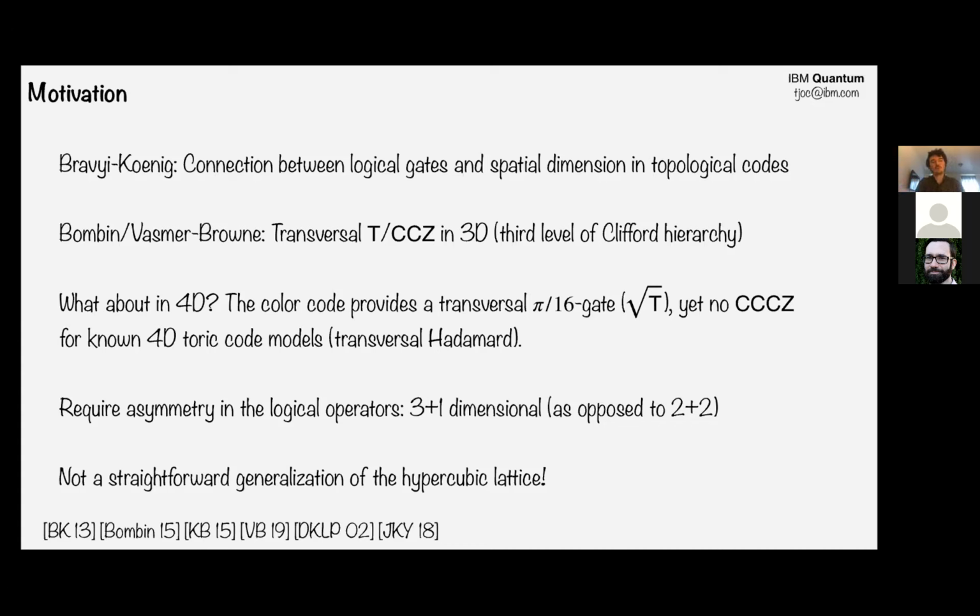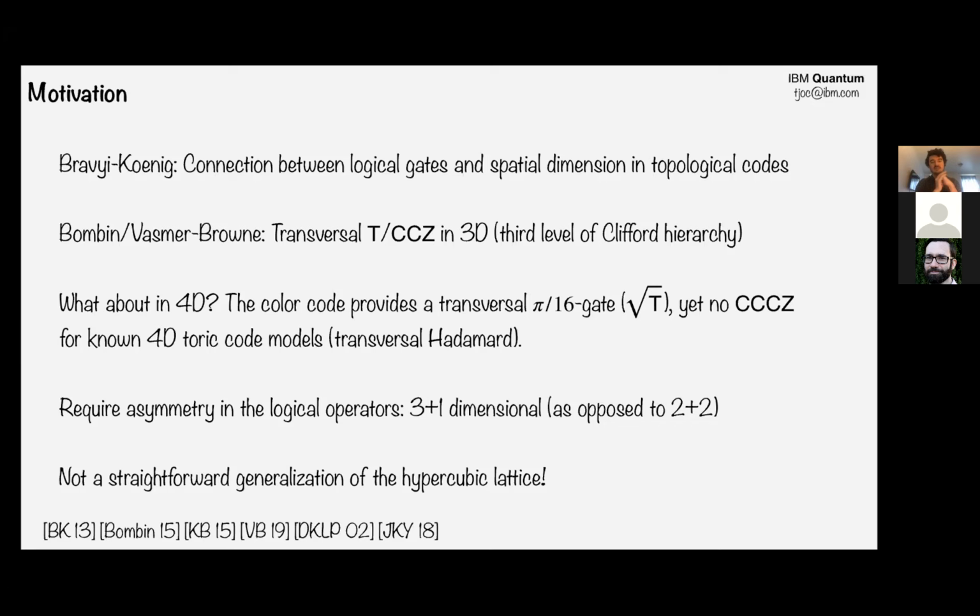Okay, so in 4D, what's previously known is, like I said, the color codes provide you a transversal square root of T or pi by 16 gate, but there are no known constructions for a native cccz gate. Now, of course, you could get this by combining the square root of T with other Clifford operations, because it's universal, and get your cccz this way. But we were looking for something that was more native.